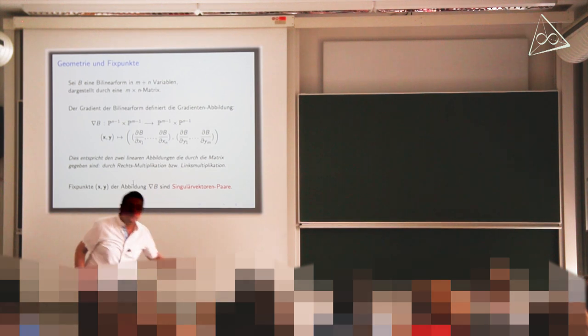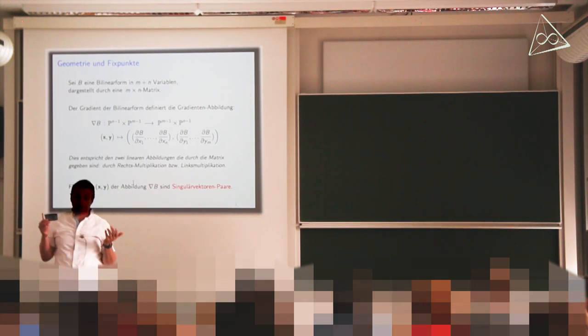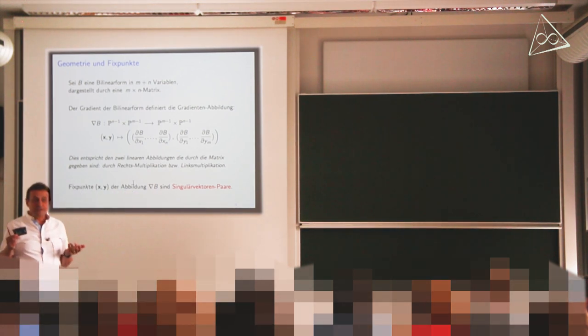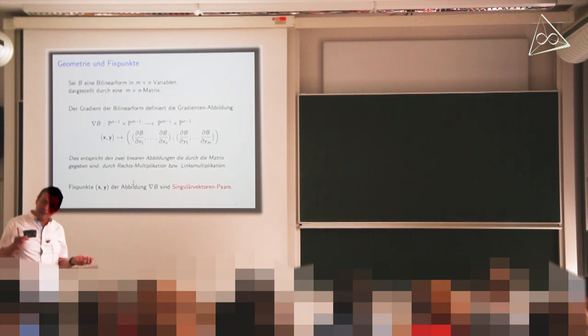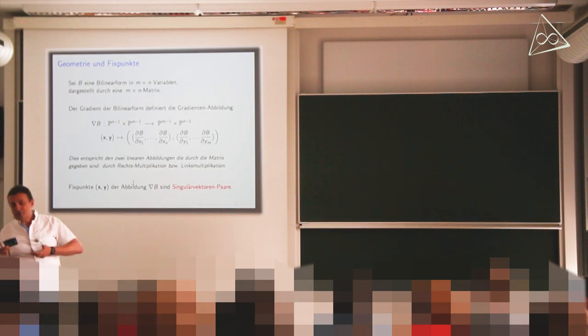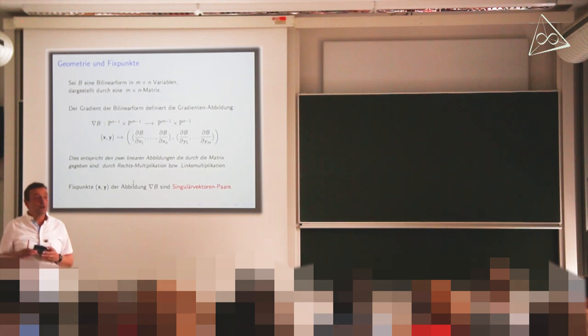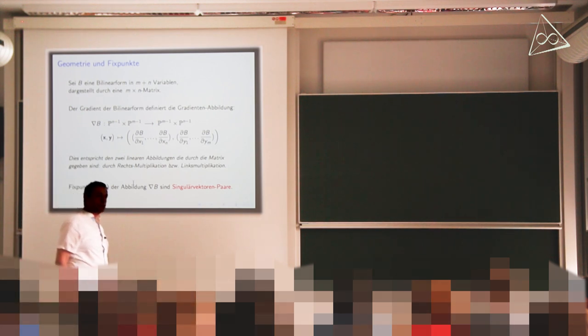And it's a situation where you cannot decide whether a rectangular matrix represents a linear map by right multiplication or by left multiplication. But the news is good. You don't have to decide. You can take them at the same time. It is simply a self-map on a product of two projective spaces given by the gradient vector.